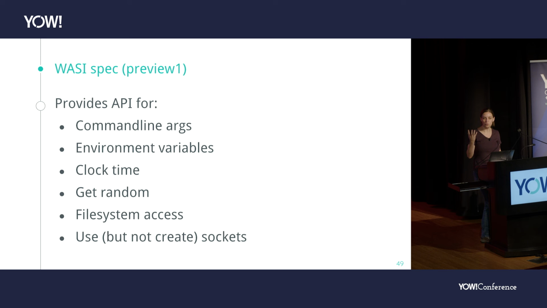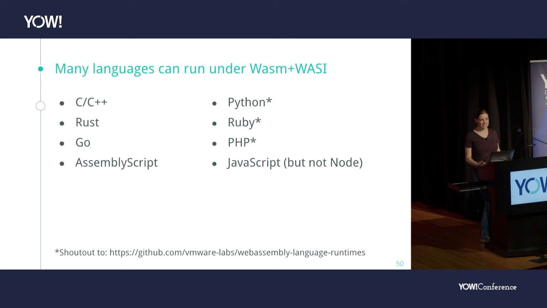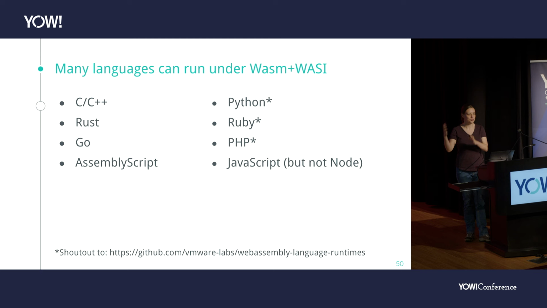And WASI is enough of a recognized standard that you can build and run Wasm and WASI programs across all of these languages. So for C and C++, Rust, Go, and AssemblyScript, you can compile a program using the WASI API and run it.